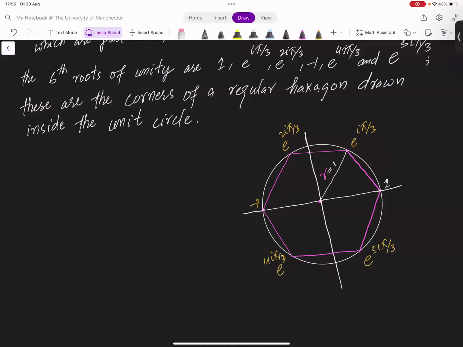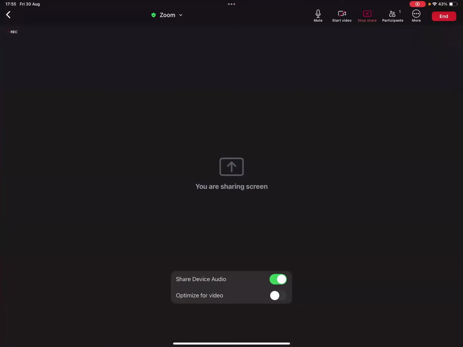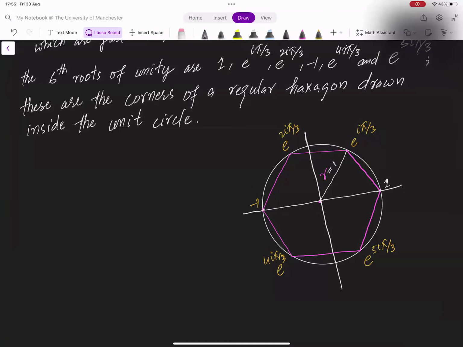Now, let me just make sure that I am sharing my screen. Yeah. This is how we can draw that. We can use nth roots of unity to find the nth roots of any complex number, and that we can do.